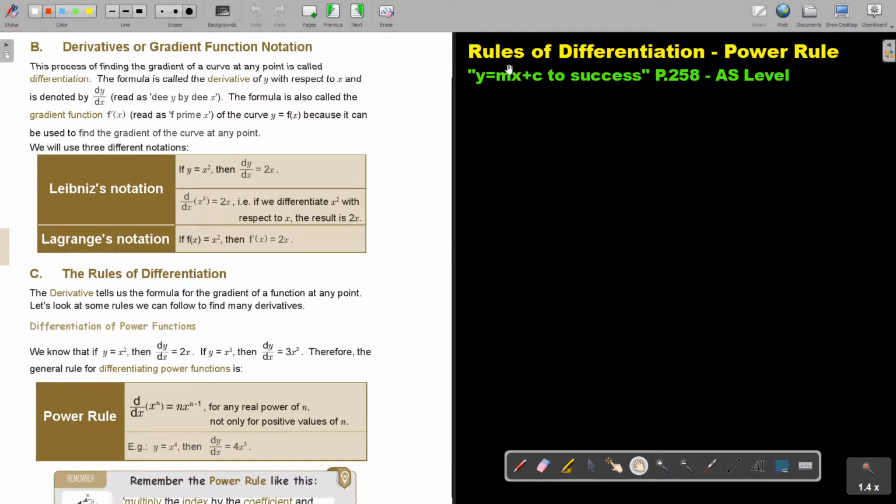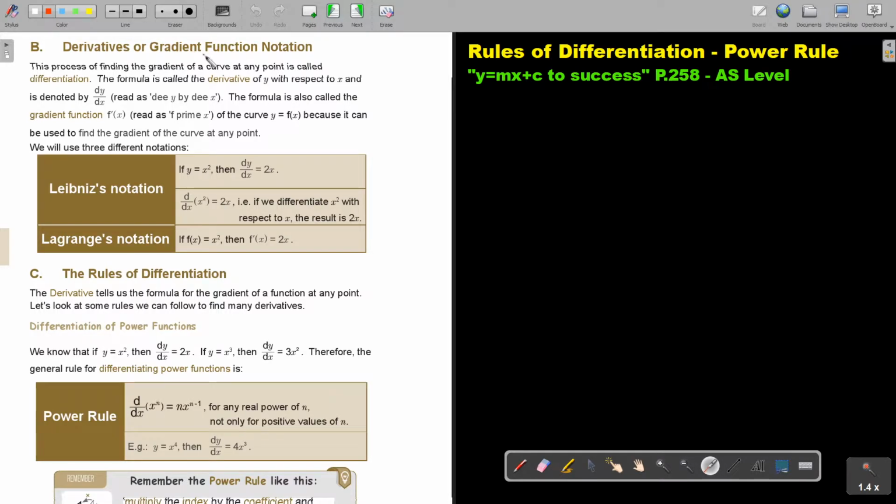In this video, we are going to start with rules of differentiation, and we are going to focus on the power rule. You will find this on page 258 in the Namibian AS-Level Mathematics textbook, y equals mx+c to success.